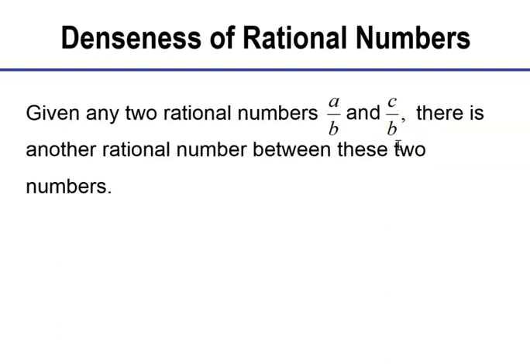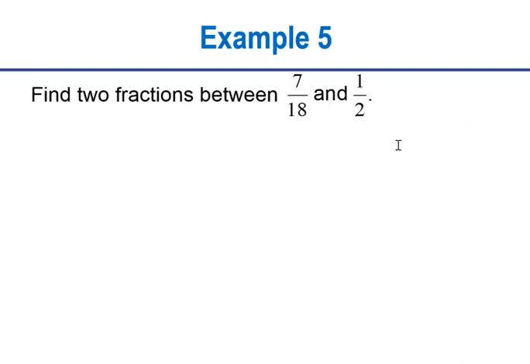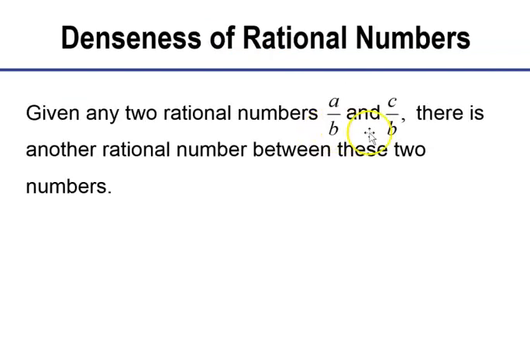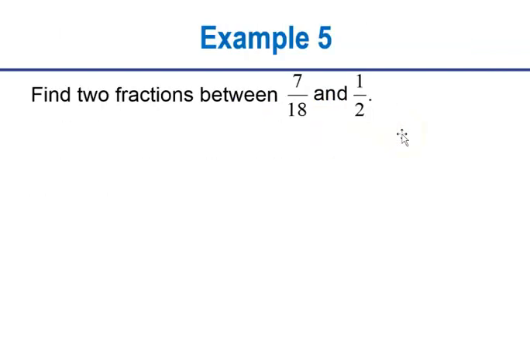Always. You can always find another rational number between two numbers, and that's why they call it the denseness of rational numbers, because there's always one in between. So I've got an example where we get to do that. It says find two fractions between 7/18 and 1/2. But now, if I go back, you'll notice that with the denseness, these have common denominators. But our problem that we have going on now, these do not have common denominators. So the place to start would be to write these with a common denominator.